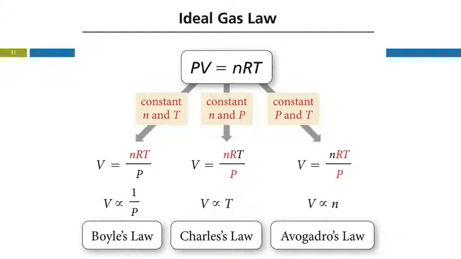There's a relationship between the ideal gas law and the individual simple gas laws that we've looked at. In each of these cases, we hold two of the variables constant and allow the other two to vary. So here volume and pressure can vary, but the amount of gas and the temperature are the same.